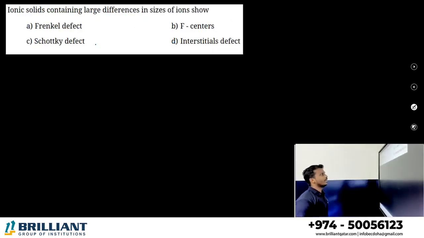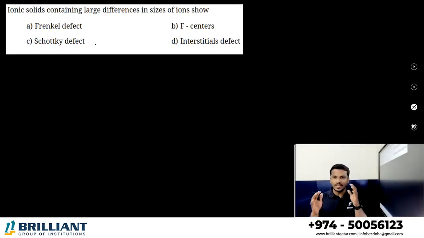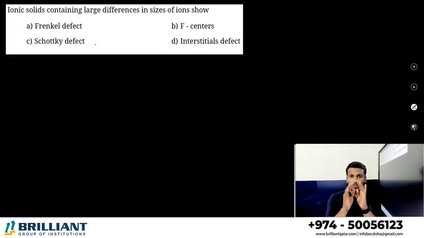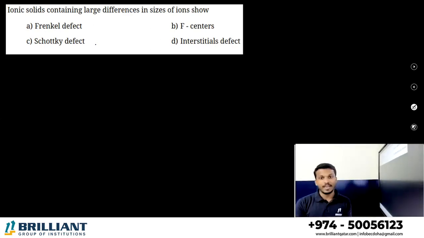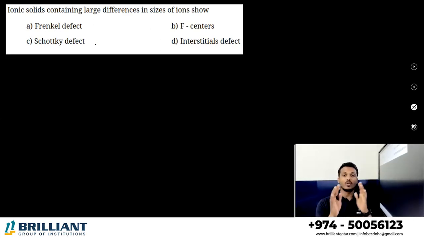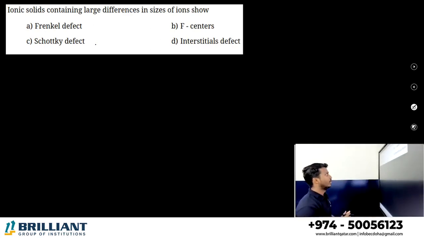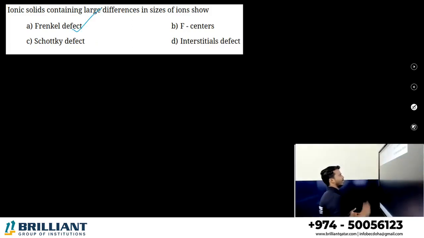Ionic solids containing large difference in size of ion show. In order to show Schottky defect, mainly, we are discussing only two point defects. Schottky defect, the cation and anion should have almost similar size. In Frenkel defect, cation and anion should have a large difference in size. So ionic solid containing large difference in size is possessed by Frenkel defect.